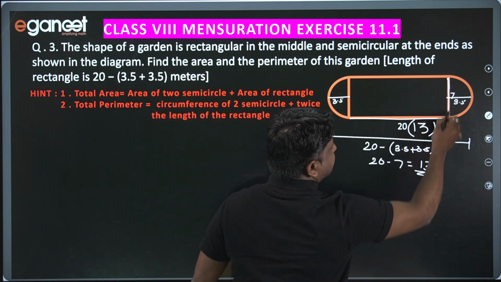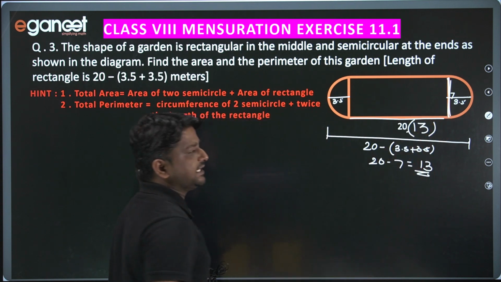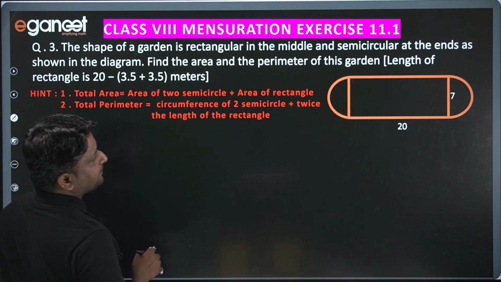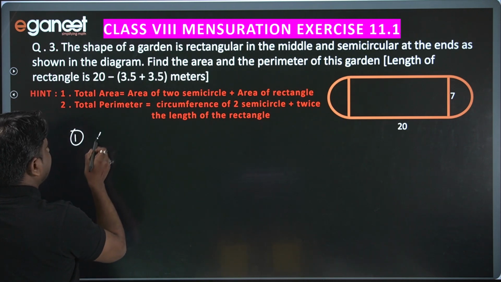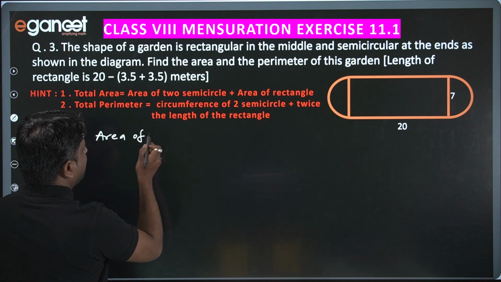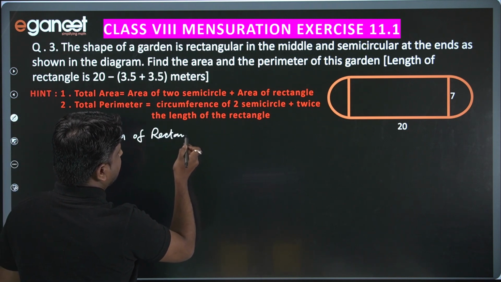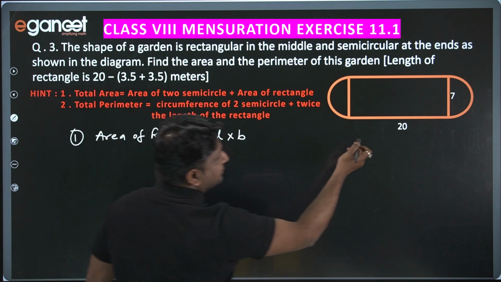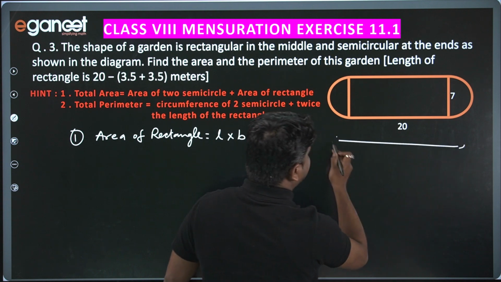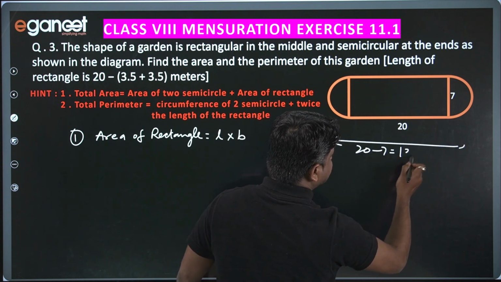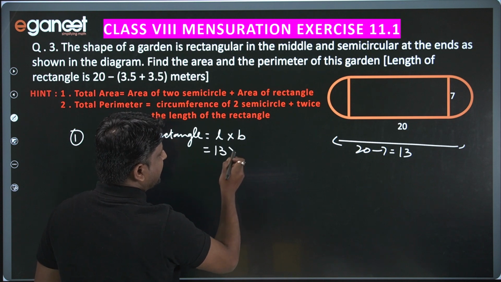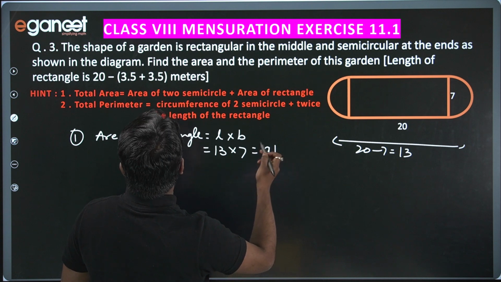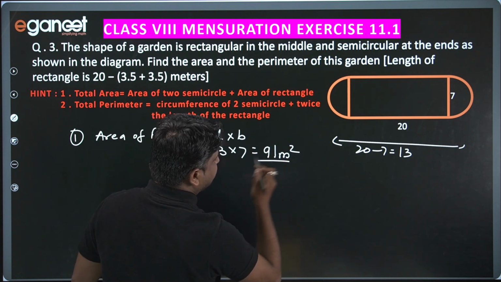And this is 7. So 13 into 7, you can easily find the area of the rectangle. So let's do the solution now. Step number 1 would be to find the area of the rectangle. The area of the rectangle will be length into breadth. But what will be the length of the rectangle? As we have seen, this is complete 20 minus 7, which is equal to 13, right? And the breadth of the rectangle is 7, so this is equal to 91, and it is in meters, so this will be 91 meters square, right?